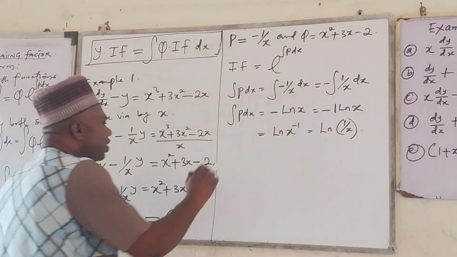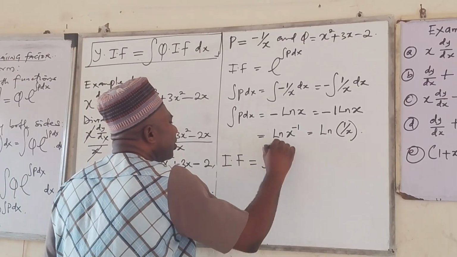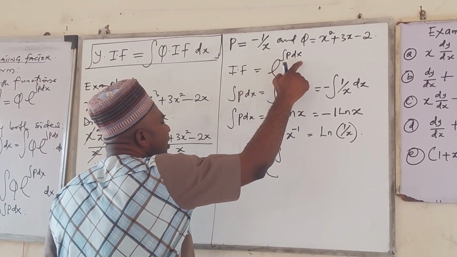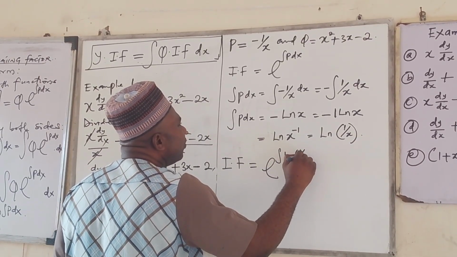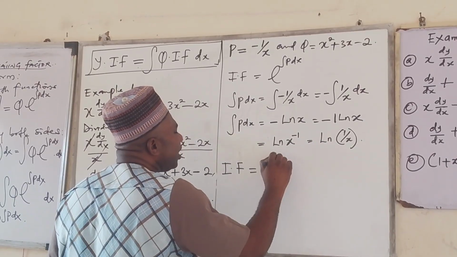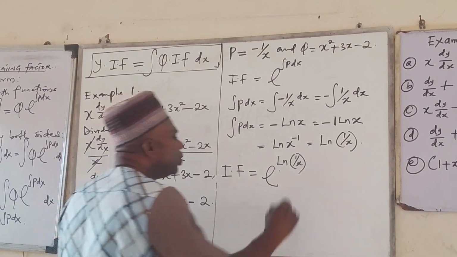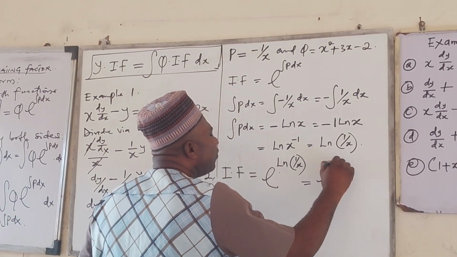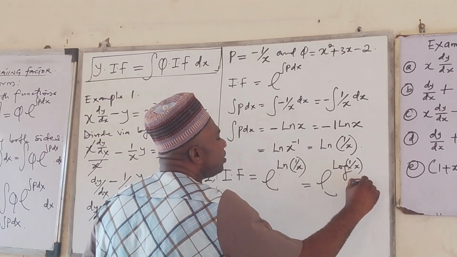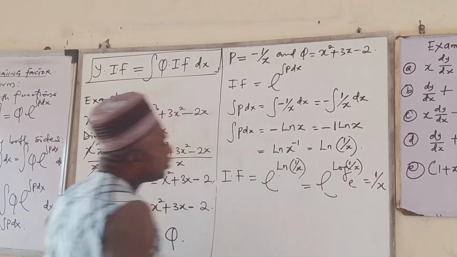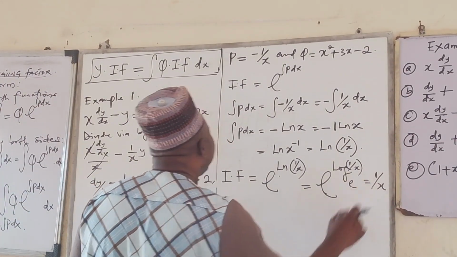Now let's look at the integrating factor. The integrating factor, we said, is e raised to the power of integral p dx, and integral p dx is ln 1 all over x. So here we have e raised to the power of ln 1 all over x, which is the same as e raised to the power of log base e of 1 all over x. So this will cancel with this, and we'll be left with 1 all over x. So the integrating factor is 1 all over x.